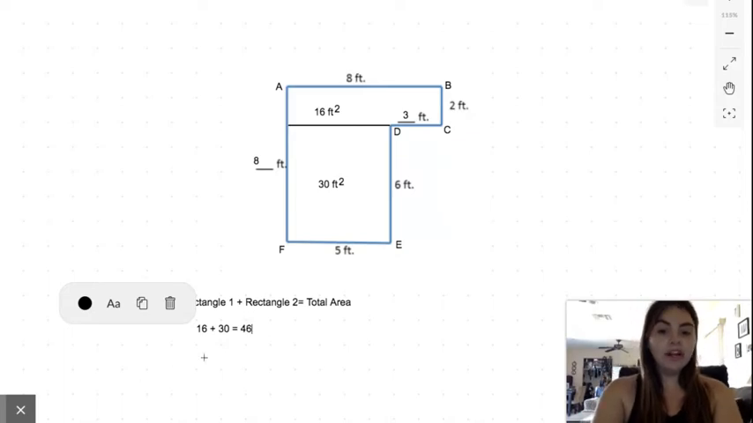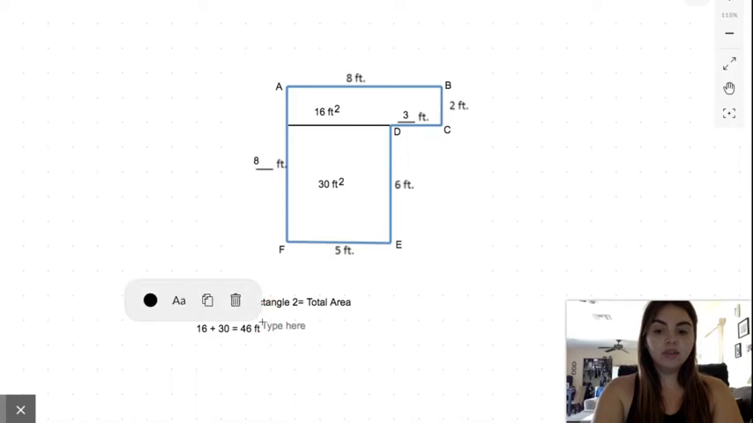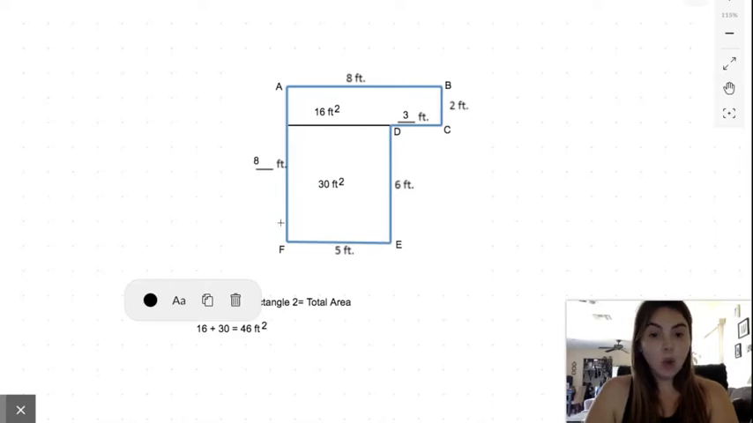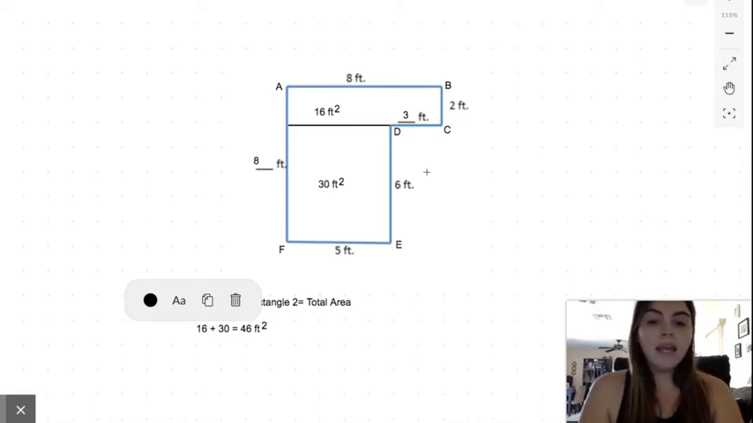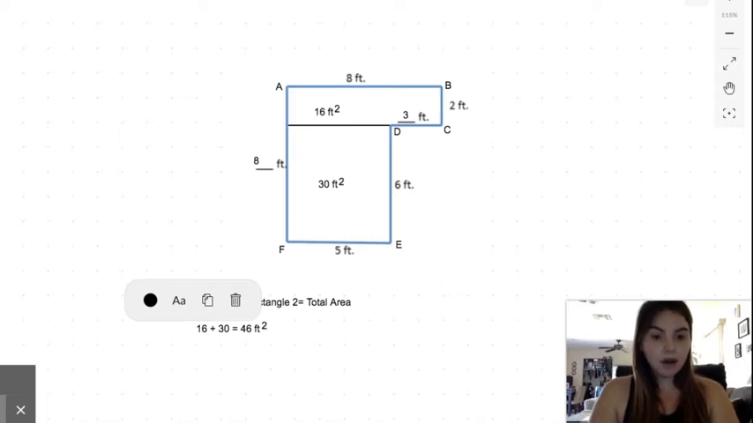The total area would be 46 feet squared, because it's still area, we just need to put in our labels there. And that's how you would find the total area of this polygon. Had you divided it with a vertical line here, you would get the same answer. We're going to move on to the next part of our lesson.